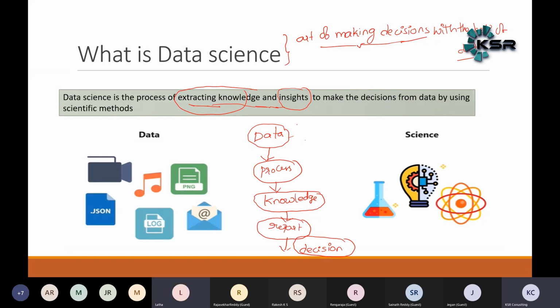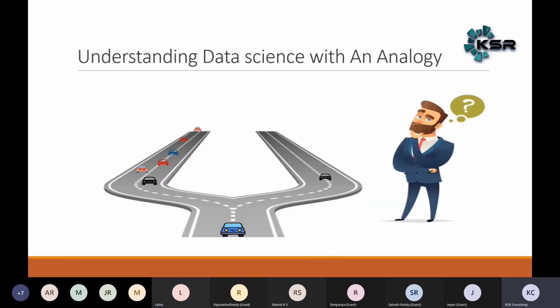Okay. Now let me talk about one example. A few people already know about this example; we already discussed it in our demo also. Let me cover this example again today. Okay, so here a gentleman, Mr. Rakesh, is thinking. In front of Rakesh there were two routes, route A and route B. This is route A.